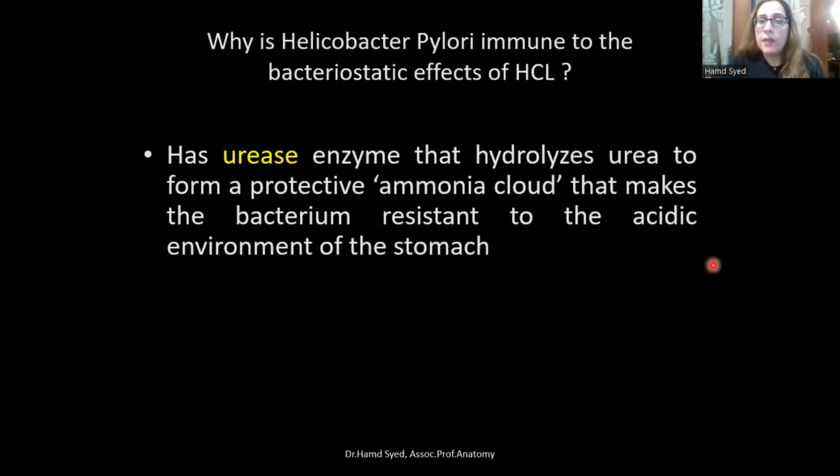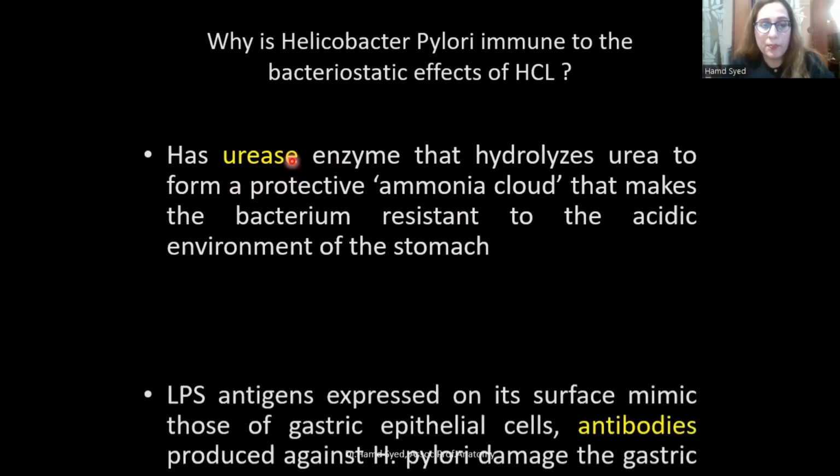H. pylori has an enzyme which is known as urease, and this is the enzyme that hydrolyzes urea to form a protective ammonia cloud, and that makes this bacterium resistant to the acidic environment of the stomach. So the ammonia cloud acts as the shield for the bacterium which has this enzyme urease.